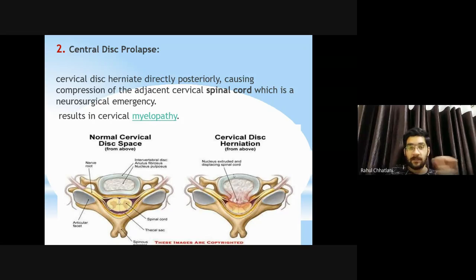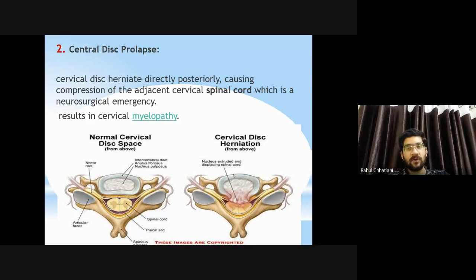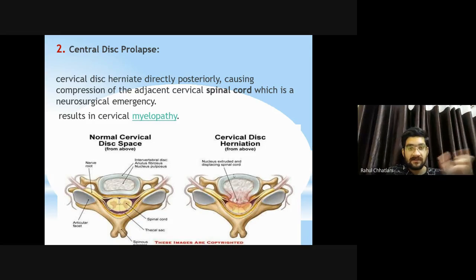So we need to decompress it. The spinal cord that is under compression needs to be decompressed. How? Through surgical intervention. And if we do not, then it is deadly. It can lead to the death of the patient also. It is termed cervical myelopathy. Yes, cervical. Specifically, we are talking about the cervical disc prolapse.